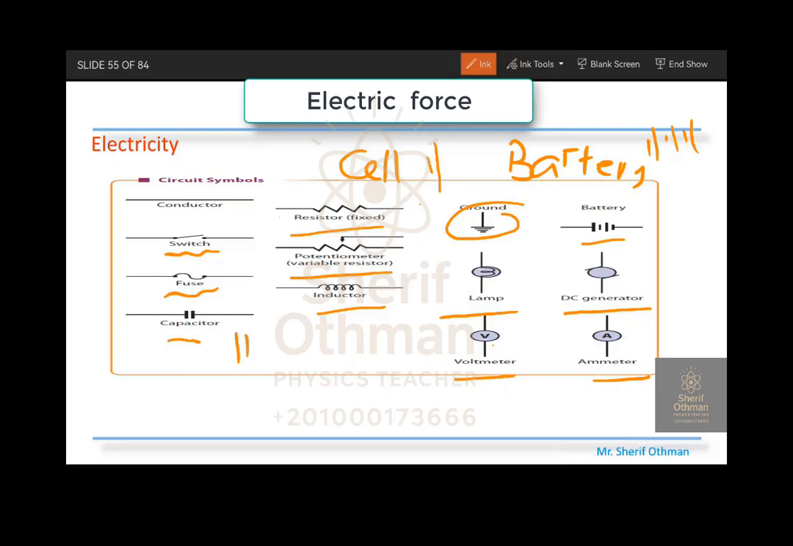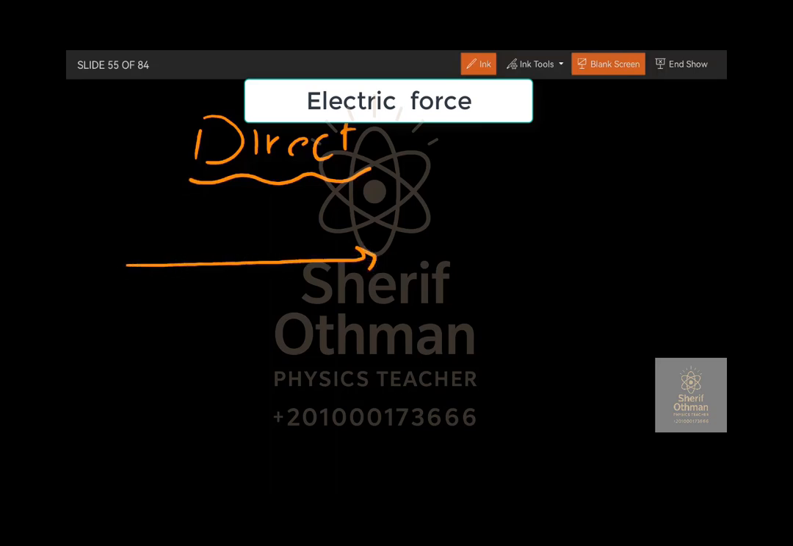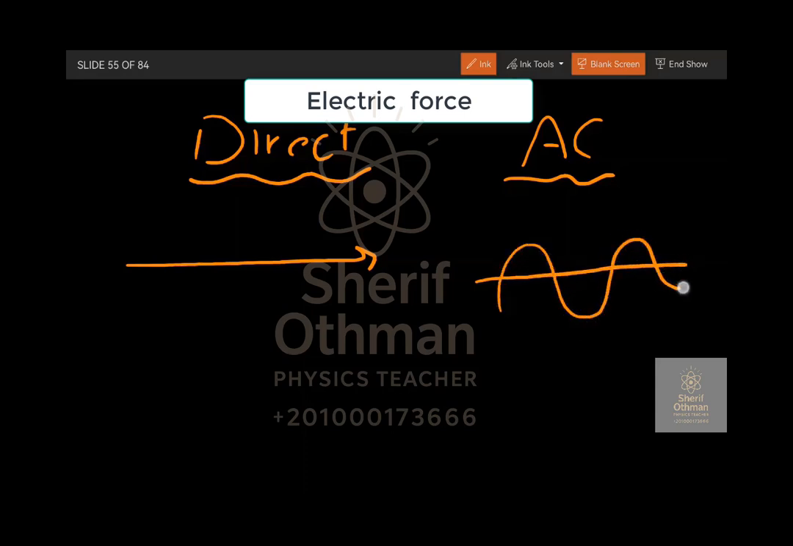DC is a type of current called direct current, while AC is a type of current called alternating current. What's the difference between them? DC is direct current, which means the current flows in one direction, while AC is a current which can flow in both directions. The direct current has positive and negative poles, it has a polarity. AC doesn't have.